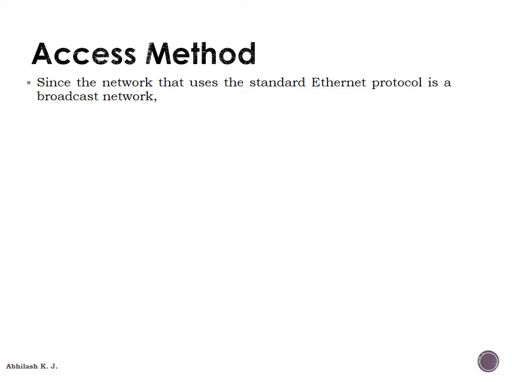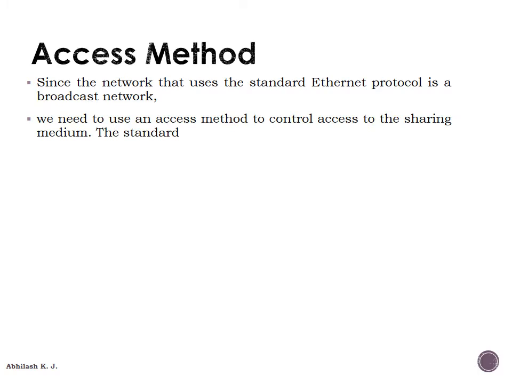Coming to the next topic from the features of standard Ethernet, we'll be discussing the access method. Since we have already mentioned that Ethernet operates in a broadcast network, we require an access method which will control the access to the shared medium. So the standard Ethernet chooses CSMA/CD with the one persistent method.